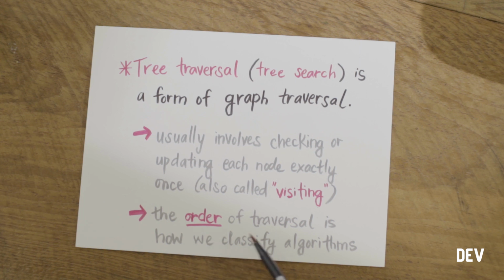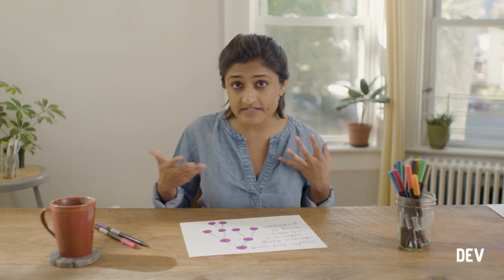But checking or reading or visiting the node of a tree isn't really the tricky part. The tricky part is deciding the order in which we're going to do that with every single node in the tree. And the order in which we update and visit nodes in a tree while traversing is how we decide what type of traversal we're actually implementing. The order of traversal is how we classify tree traversal algorithms. So what do we mean when we say the order is how we classify an algorithm? Well, what we're talking about is the order that we're visiting nodes.